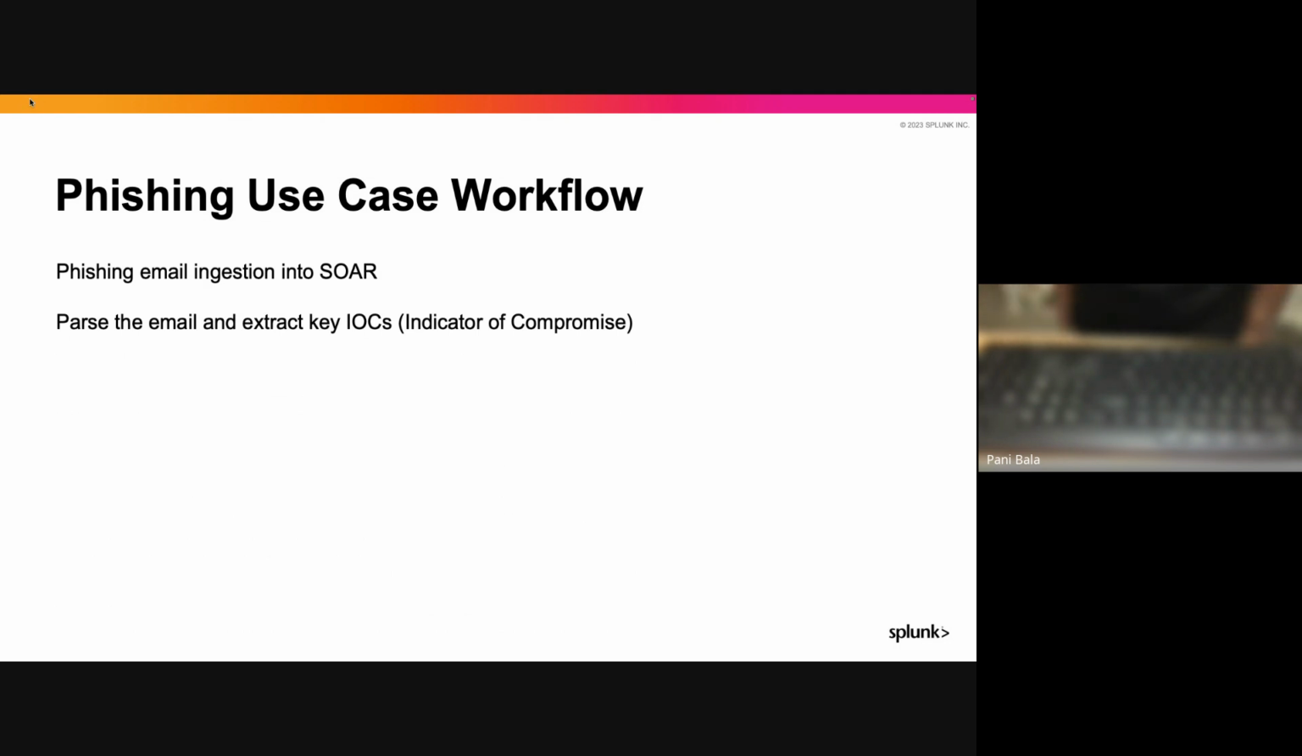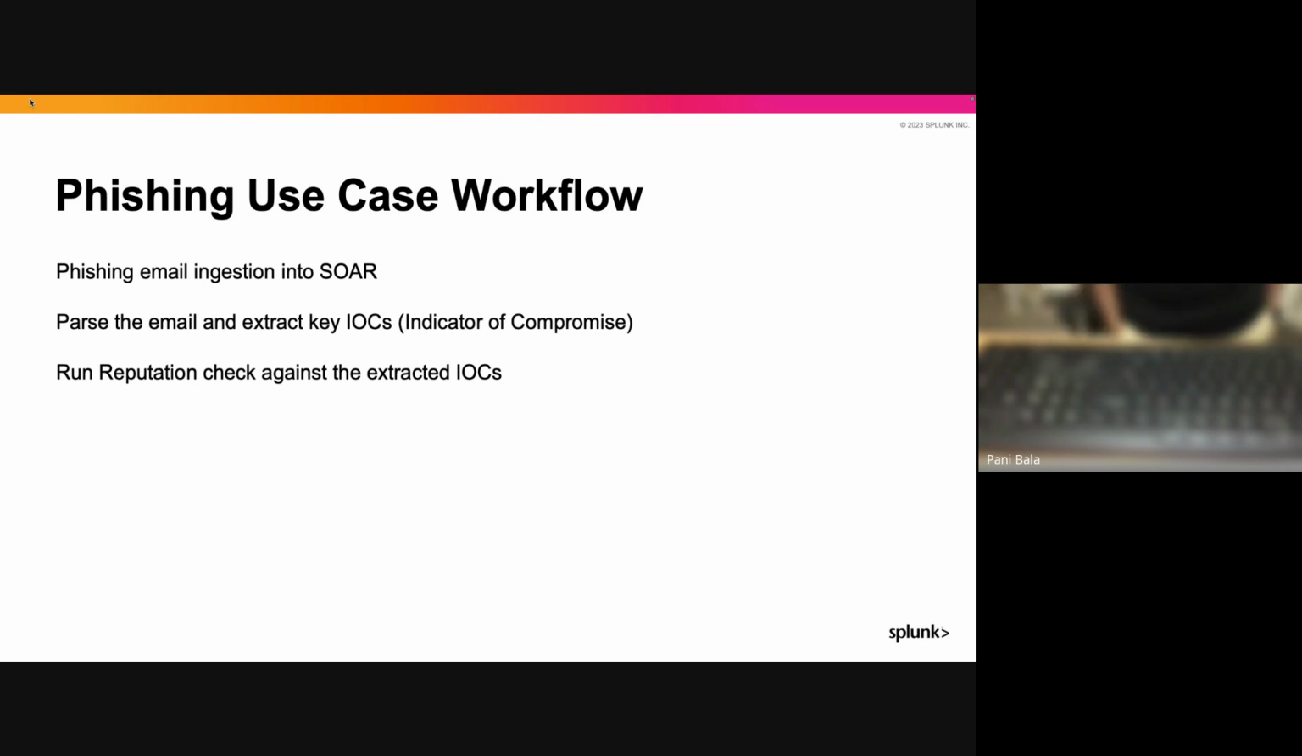We have to go past that and get the key IOCs, whether it's an IP, domain, URL, file hashes, or email addresses, everything we can extract. Once we extract it, next, this is the onboarding part. We got the data. Next is the analysis phase.